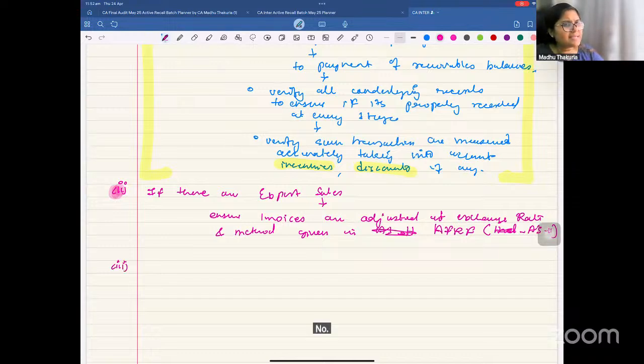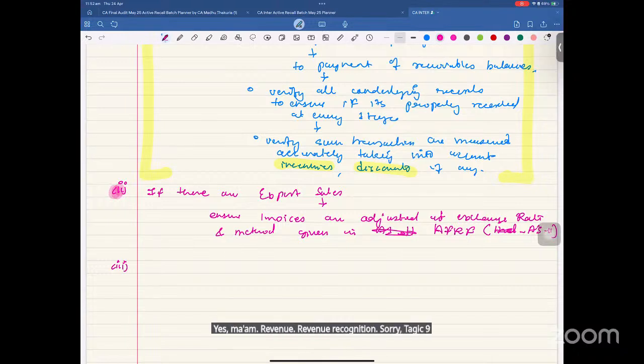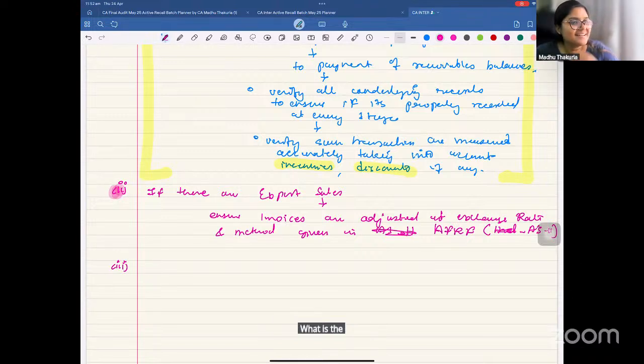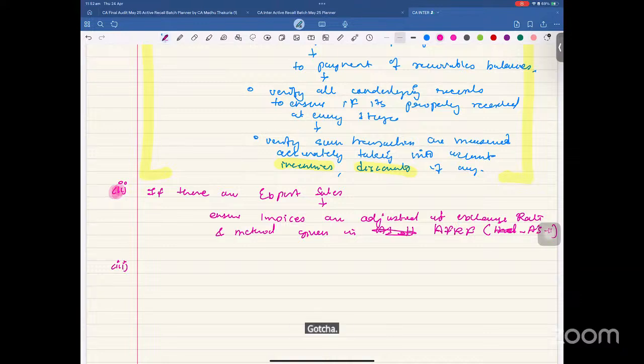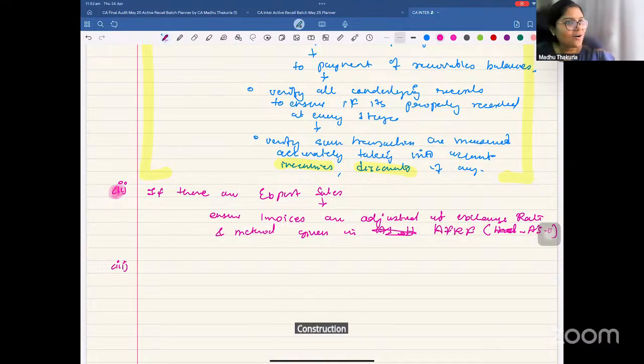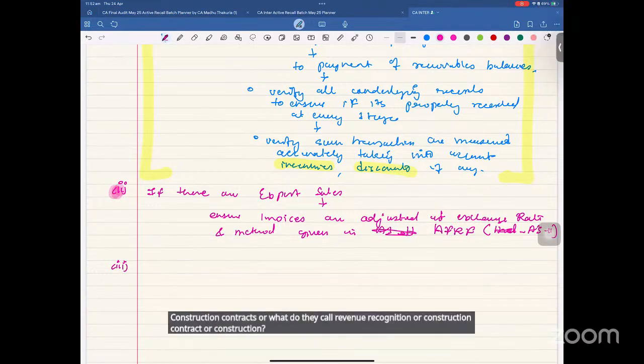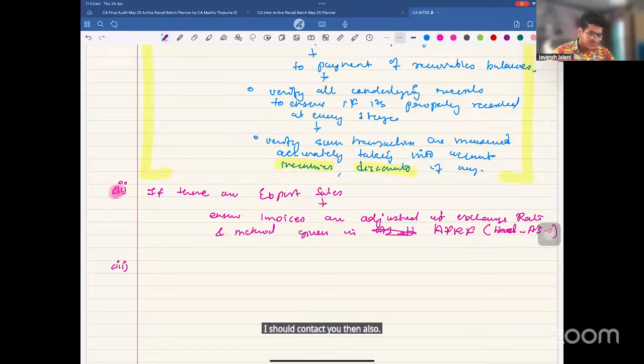Do you have AS7 in your syllabus? Yes, ma'am. What is the name of AS7? Revenue recognition. Oh, sorry, that is 9. Construction contracts. What is the full name of the standard? Construction contract. Revenue recognition is AS9.